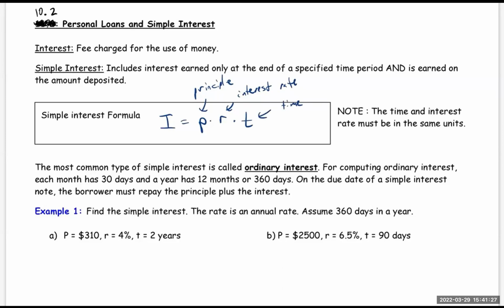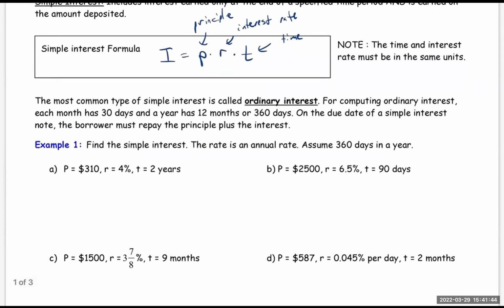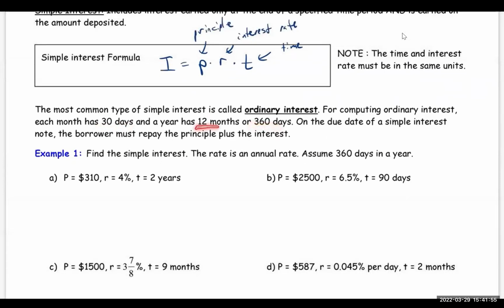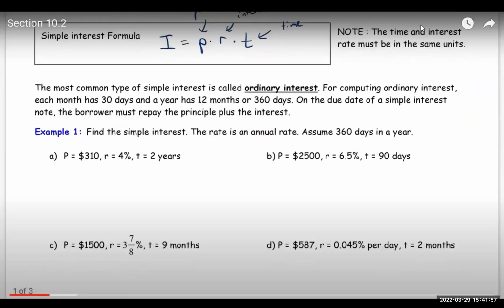All right, note that the time and the interest rate must be in the same unit. So the interest rate and the time must both say annual, or daily, or monthly. Most of the time this is in years. So if you're given days, you're supposed to convert the days to years by dividing by 360. If you're given months, you're supposed to convert months to years by dividing by 12, as you will see.